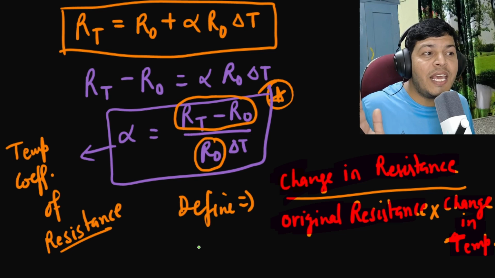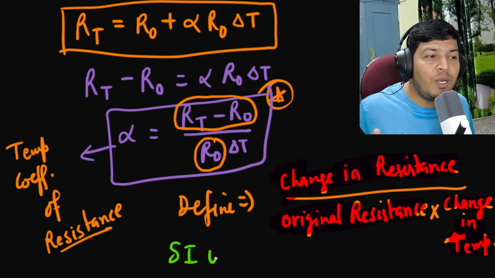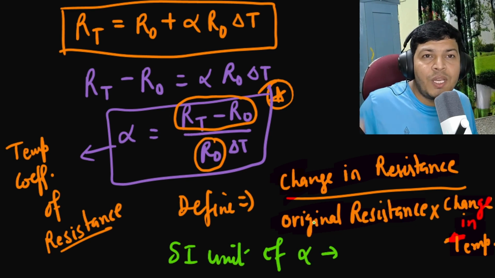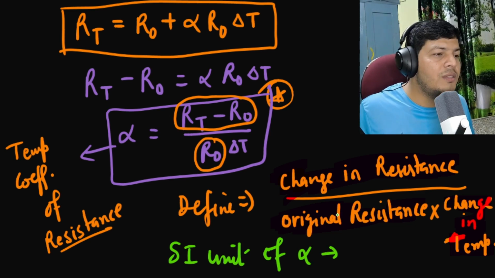Next thing is its SI unit. What is the SI unit of this alpha, temperature coefficient of resistance?